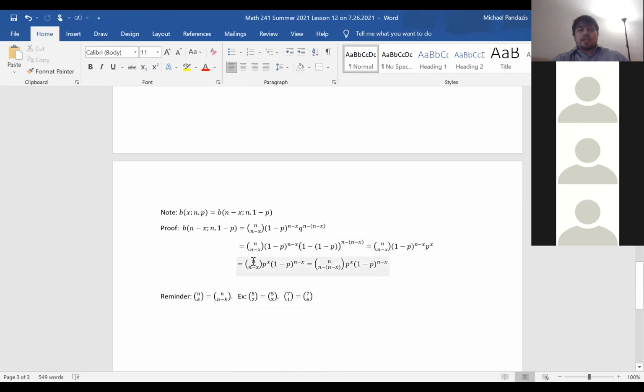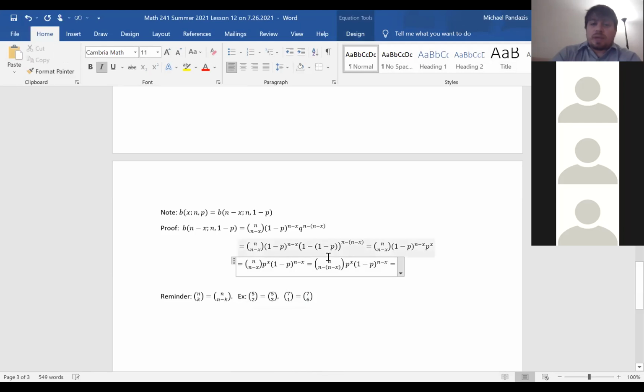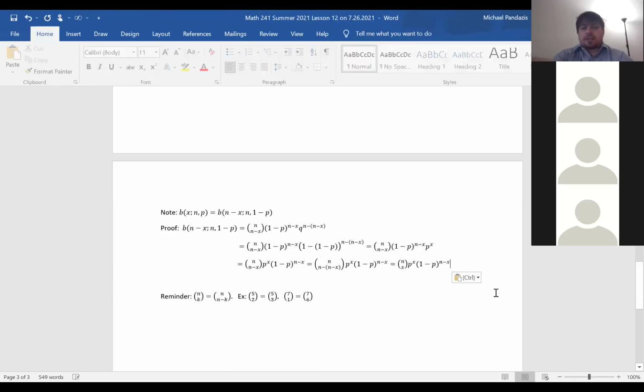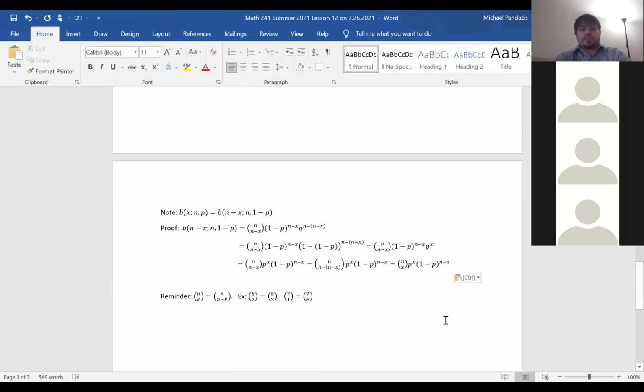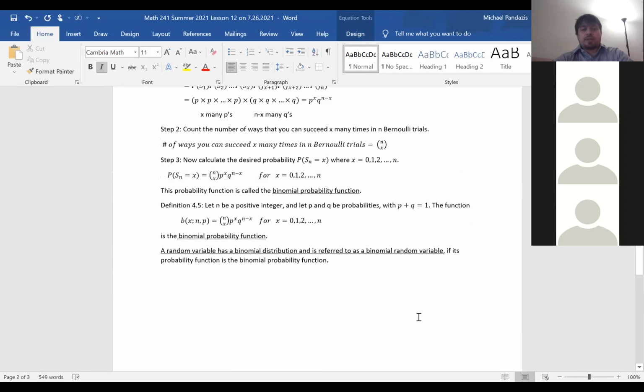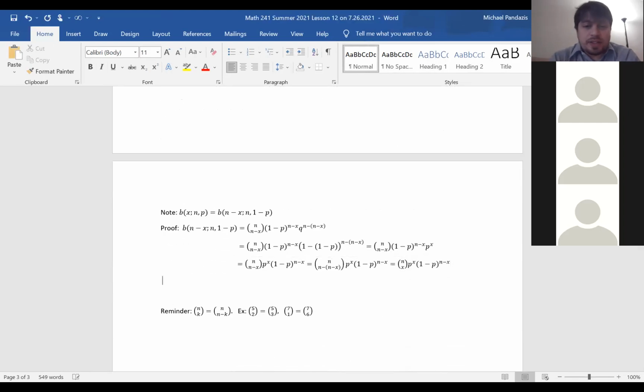So here, n choose n minus x is n choose x, and the rest of it is the same. Okay, but n choose x times p to the x times 1 minus p to the n minus x, where 1 minus p is q. And so this is the same.